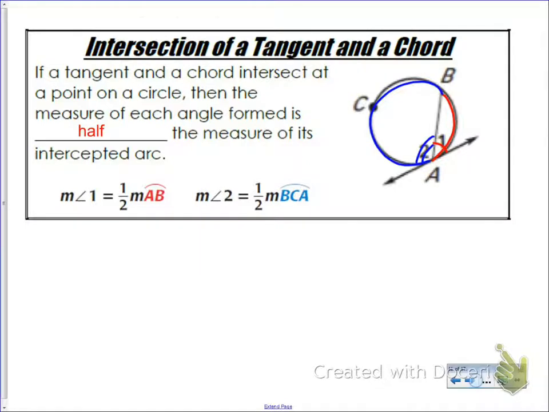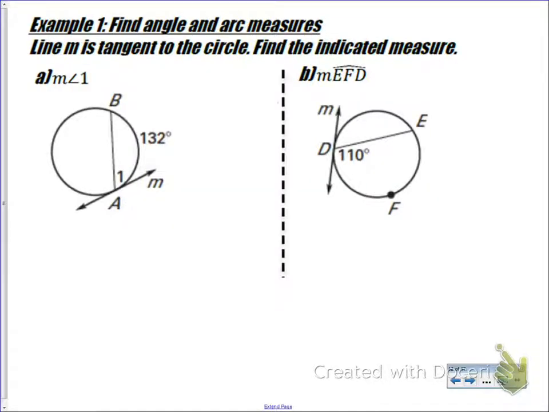So let's take a look at what an example might look like. We have M is tangent at point A, and we get arc AB as the intercepted arc, and I want to find the measure of angle 1 right here. We're given that the arc of AB is 132 degrees, and based on the theorem we just talked about, the measure of that angle is going to be 1/2 of 132. So the measure of angle 1 would be 132 divided by 2, or 66 degrees.